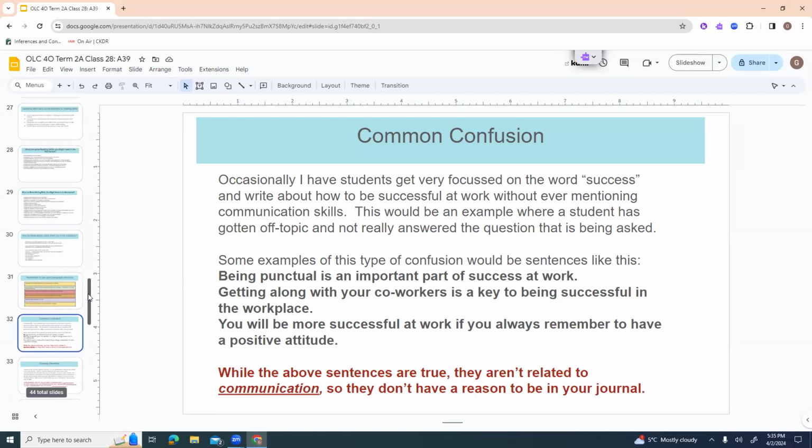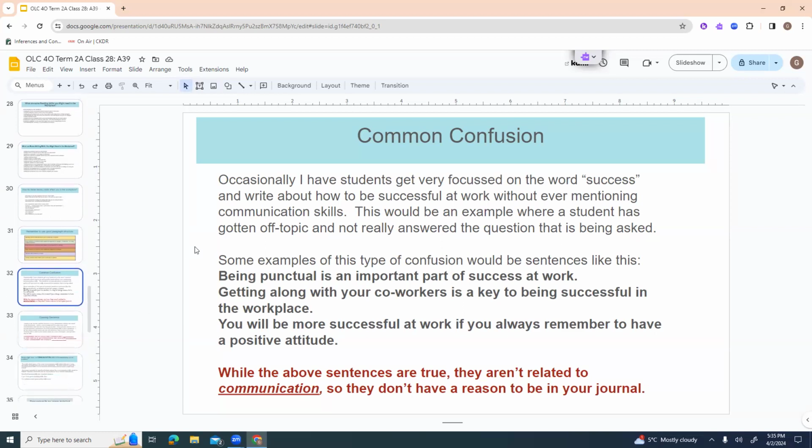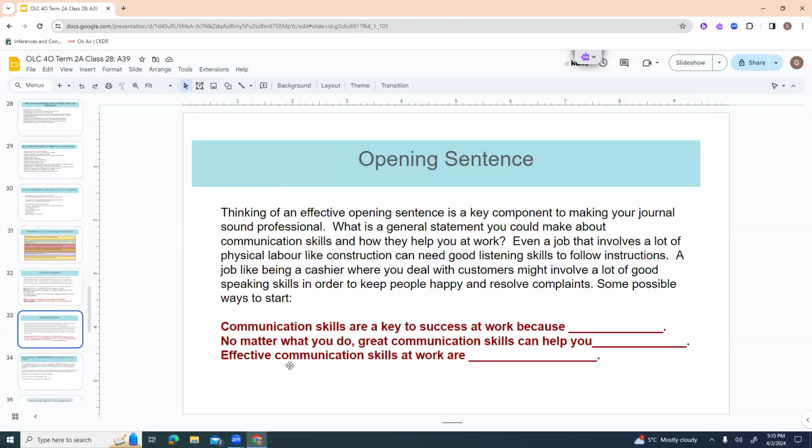Okay. I mentioned that because I've had that happen a lot. And what usually happens is then I have to ask the person to redo it because it's very hard to mark something that is so far off topic that it's not really talking about what's been asked at all.